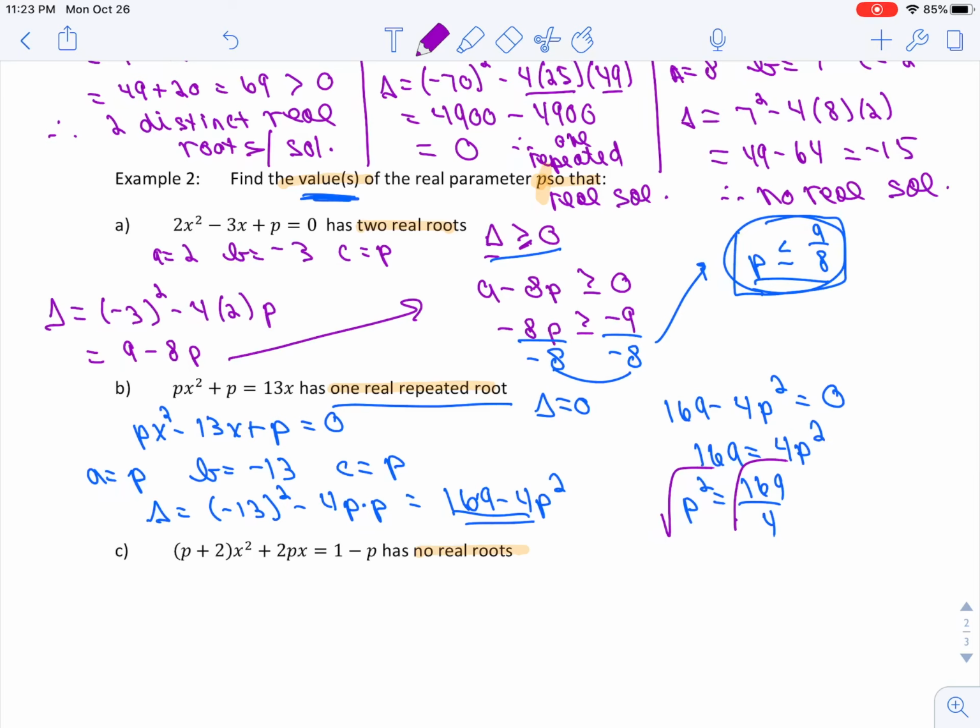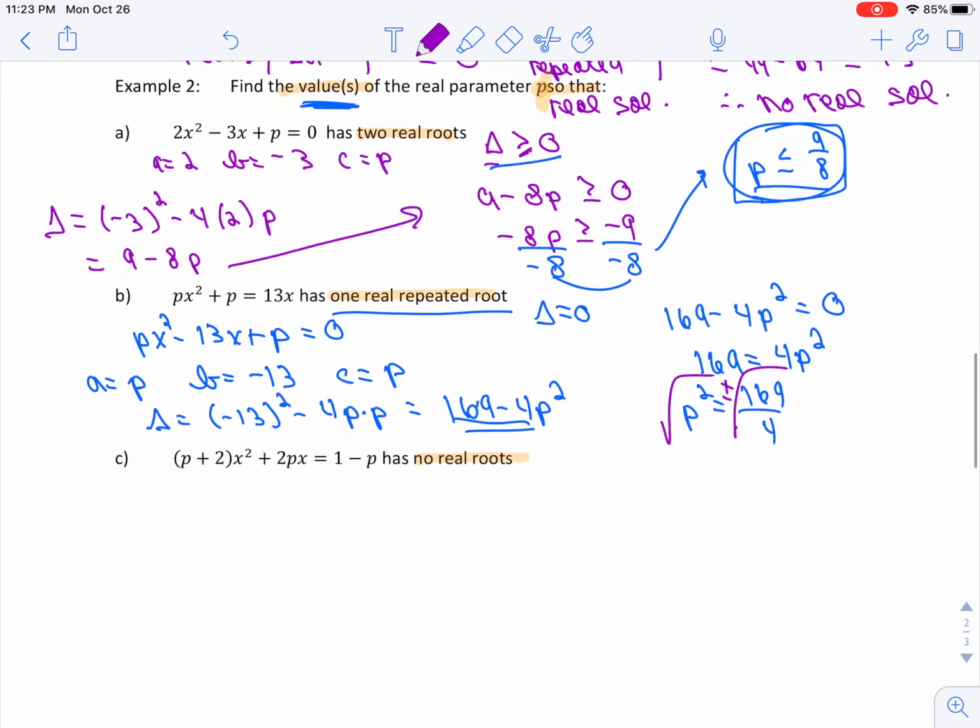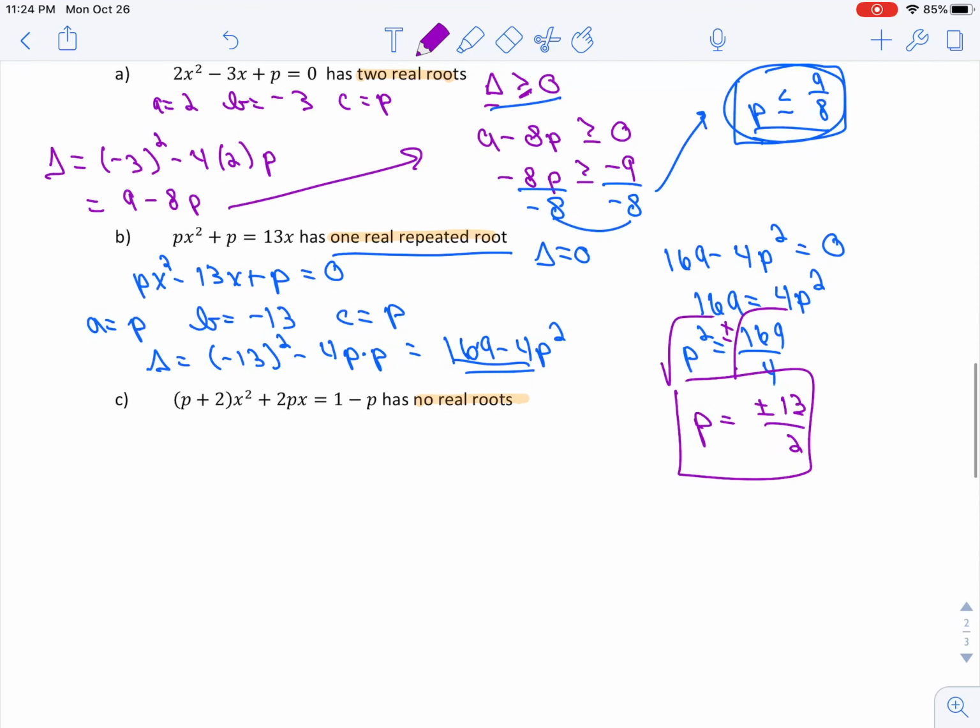And then take the square root. Don't forget that when you take the square root, you have to at least consider both the positive and the negative. So p is going to turn out to be plus or minus 13 halves. And you can always test that out if you want to make sure that that works.